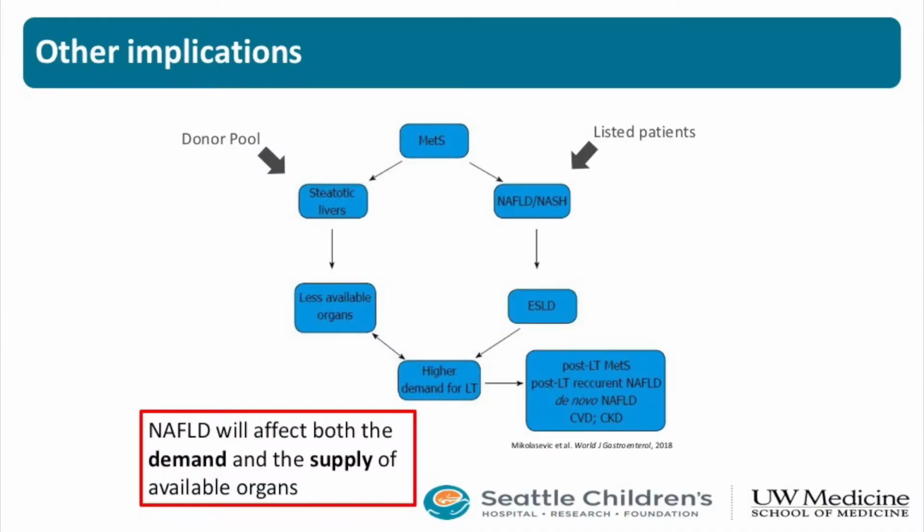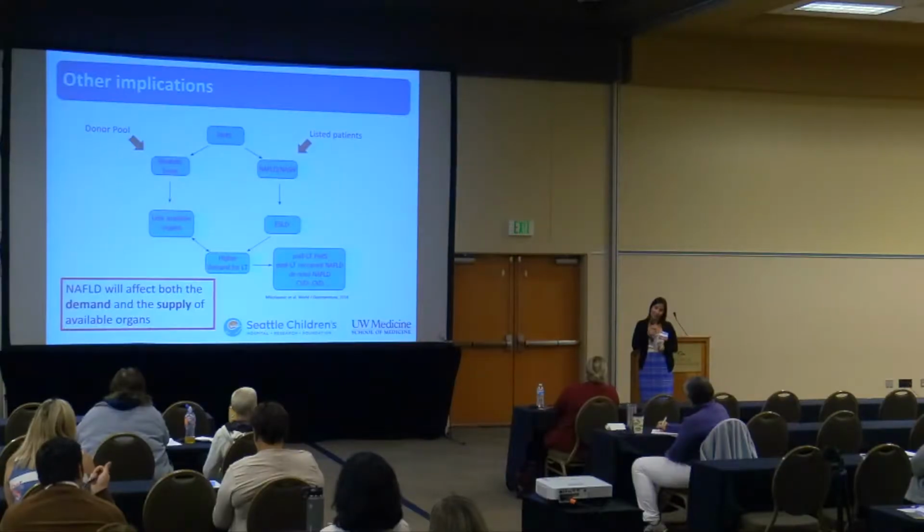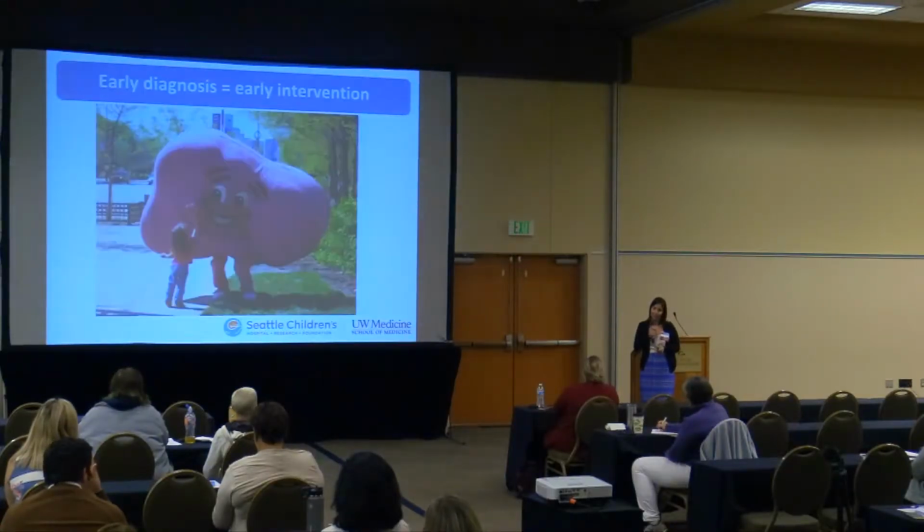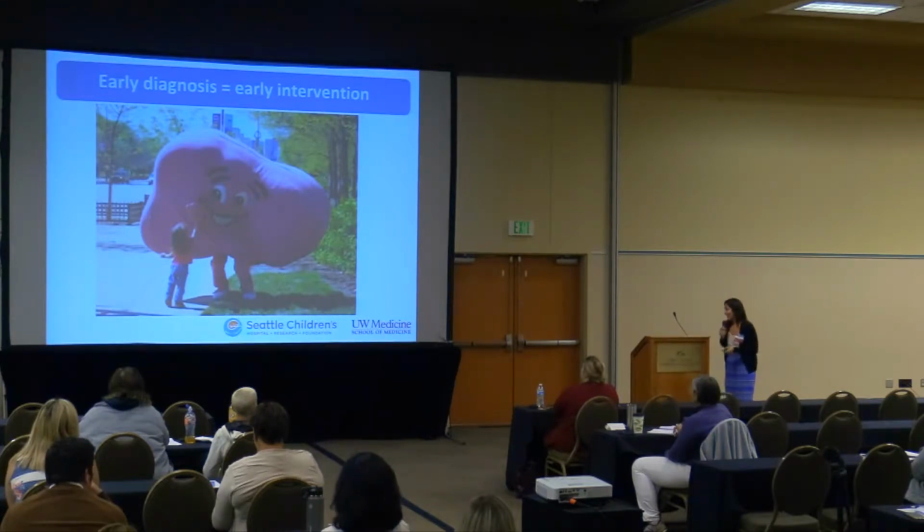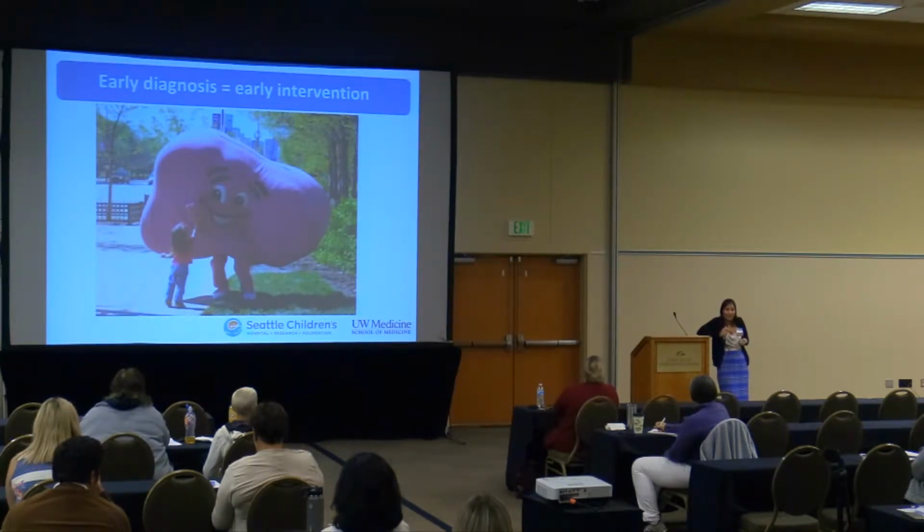And that means that you're gonna have more patients needing liver transplants, you're gonna have fewer healthy livers that become donors, so it's gonna affect the demand and the supply of organs. So this is scary for me, and hopefully for you guys too. So we have to love our livers, and I tell you guys, it's scary, but we just need to start with the beginning. We have to identify those kids that have fatty liver. How do we do that?